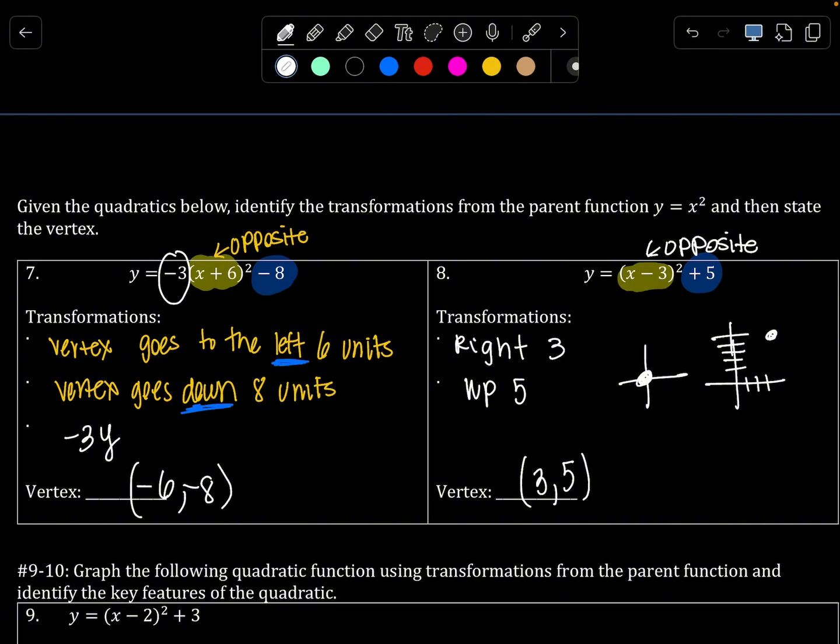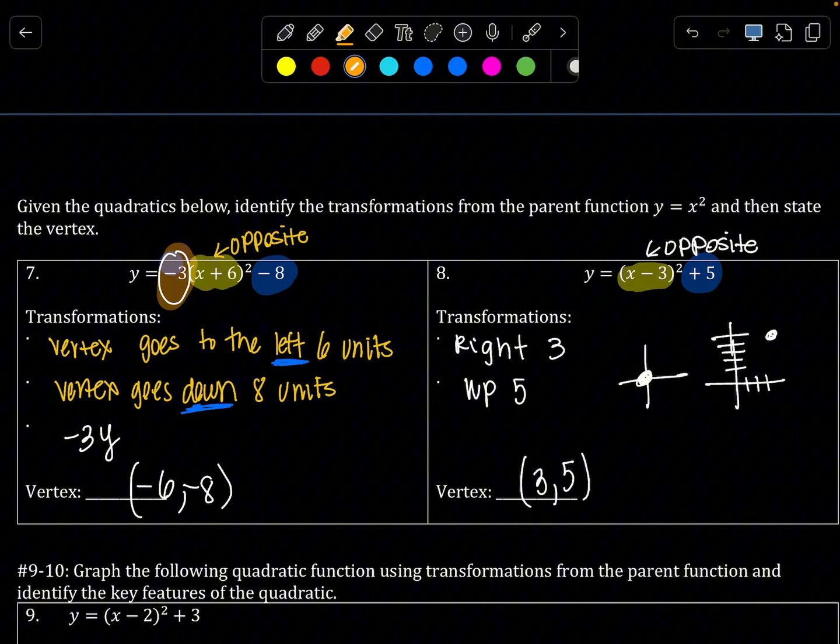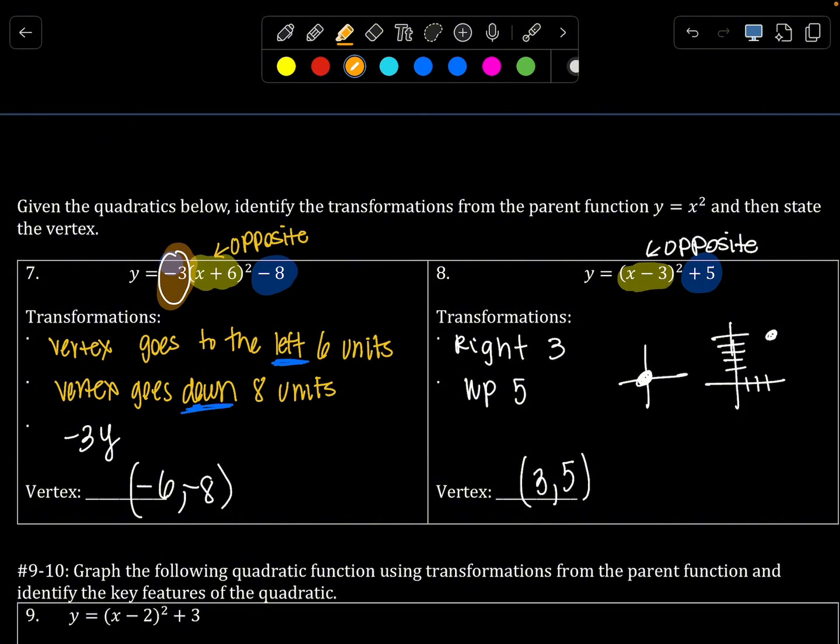So does the first number, like in number 7, not matter? The first number, correct. This little guy, the -3 in this case, it's not that it doesn't matter. It doesn't matter for the vertex. But when you graph it, it does matter, because it creates a stretch. But yes, very good job. The number in the front doesn't matter when you're determining the vertex.